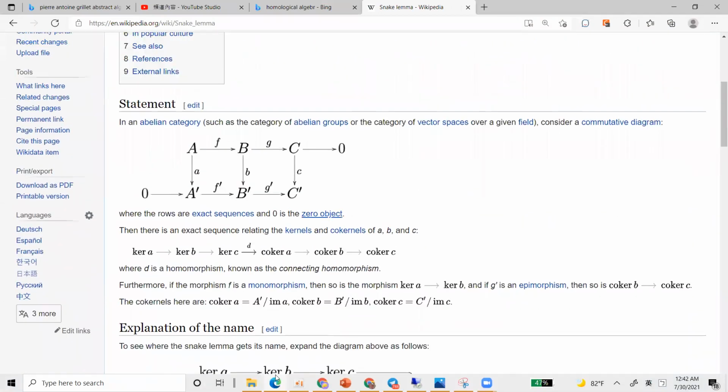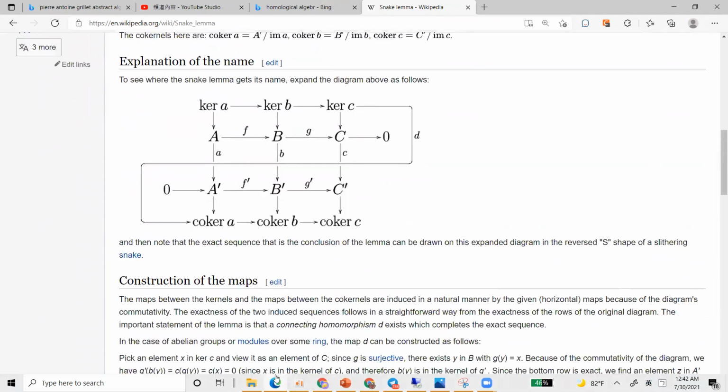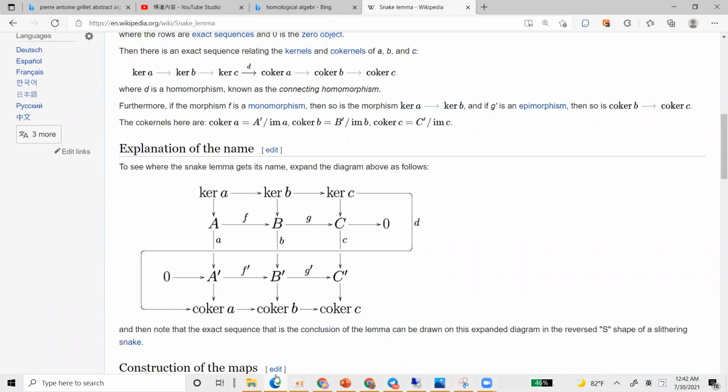Don't worry if this is the first time you see it. Basically you have three R-modules, or abelian groups, or a so-called abelian category, and you have f and g, f prime, g prime, A, B, C, and these rows are short exact. These are right exact, these are left exact, and there will be a sequence from kernel A to kernel B to kernel C, cokernel A, cokernel B, cokernel C. If you plot kernel A here and cokernel A here, you will see this is why it is called the snake lemma.